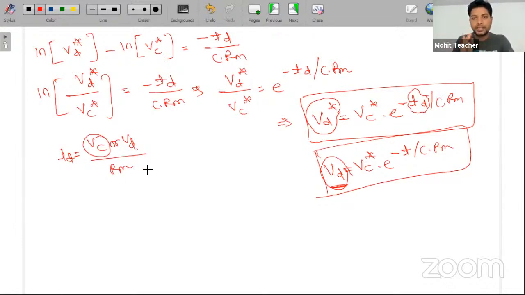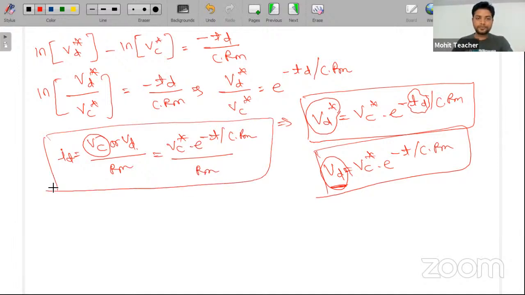Rc will not come, please keep in mind. When charging happens, Rc comes; when discharging, Rm will come, meaning the machining resistance, okay. So this will be equal to Vc star into e to the power minus t by C into Rm upon Rm, please keep in mind. So this will be the discharging current, fine. Now please keep in mind that you cannot represent it by V naught, okay, because this is not the RC. So this is the current that we are getting during the discharging, okay.